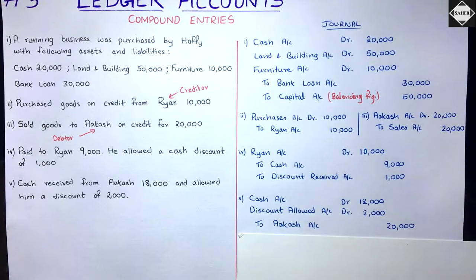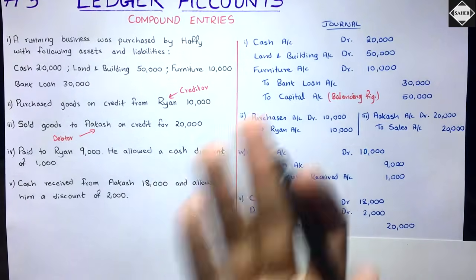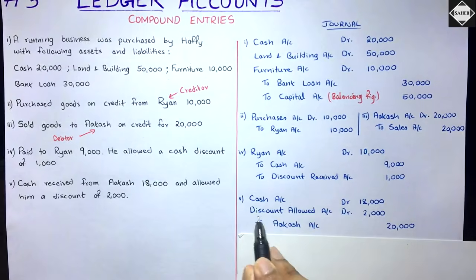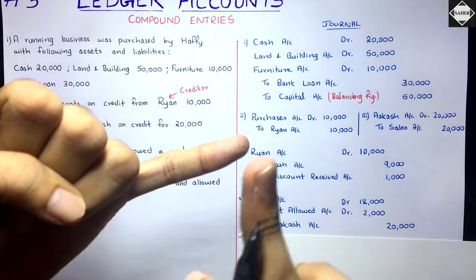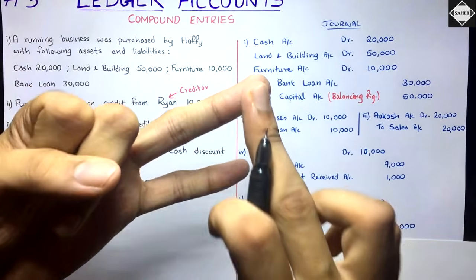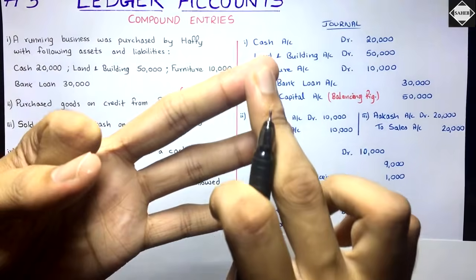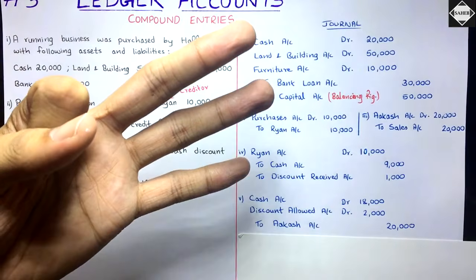Is that okay? Because in future you are not going to get any money from Akash because we have given a discount of 2,000. So that discount you have to debit because it is your loss. It is your expense. If expense increases, to record that, you debit it 2,000. Is that clear? So 3 accounts are affected. Cash account is increasing. We have got the money from Akash. We have allowed the discount. Discount is an expense. To record the expense, you have to debit that. And then Akash is your asset and he has paid money to you.